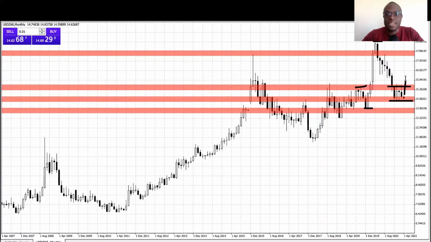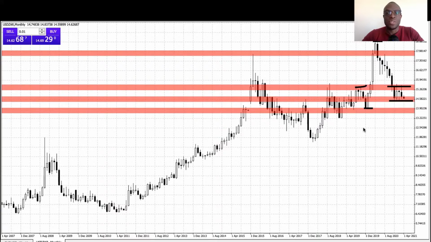And upon doing that, the price is going to pull back, right, to retest this 15.26206. And if this zone holds as a support zone, then the price is going to move to the upside. So these are the movements that we'll be expecting on the monthly chart.